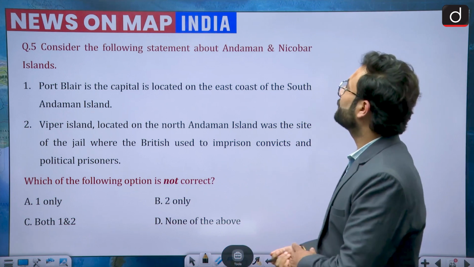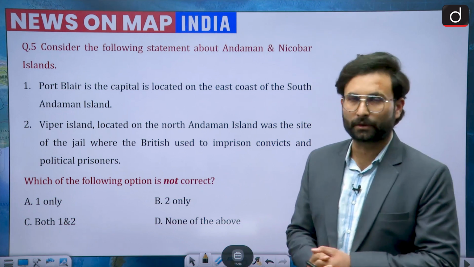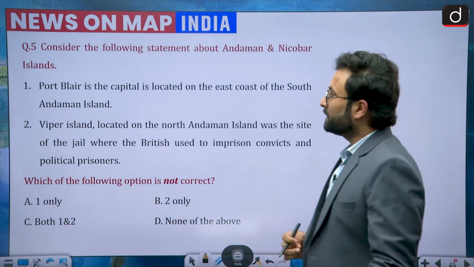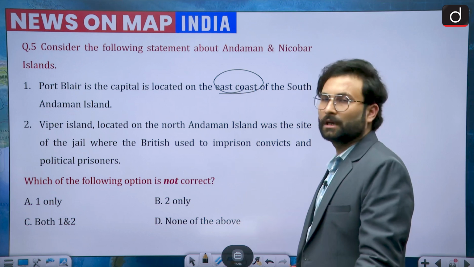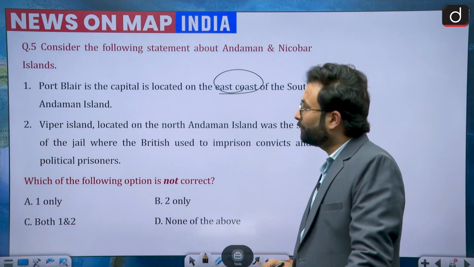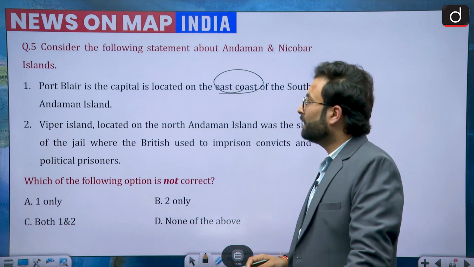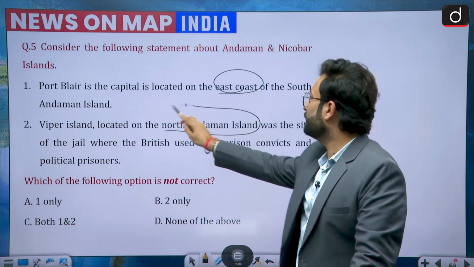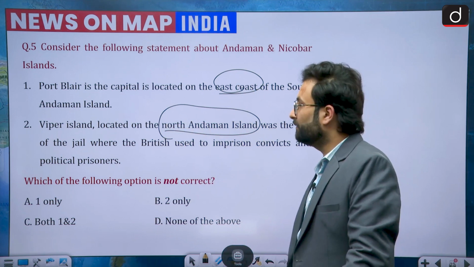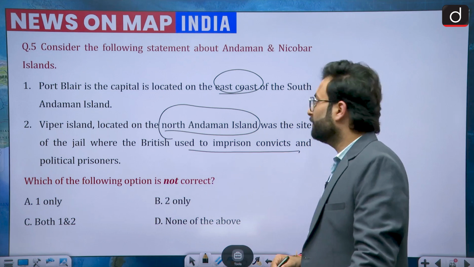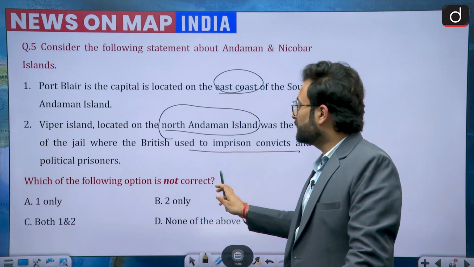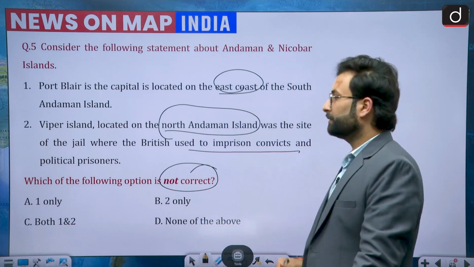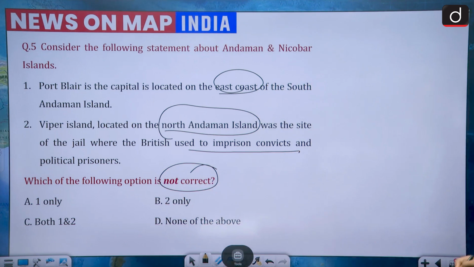Consider the following statements about the Andaman and Nicobar Islands. One: Port Blair, the capital, is located on the east coast of South Andaman Island. We'll have a look at the map and then decide. Two: Viper Island, located on North Andaman Island, was the site of the jail where the British used to imprison convicts and political prisoners. Which of the following options is not correct? They are asking. So let's have a look at the map.